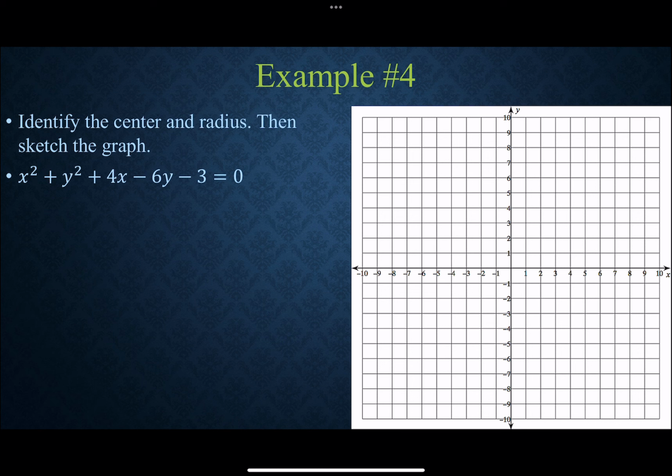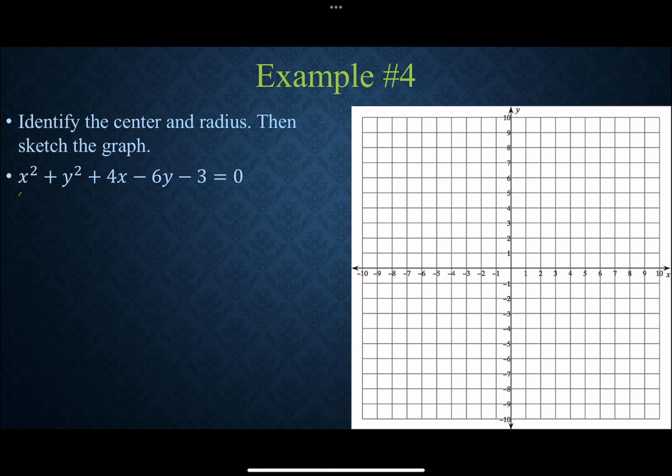Now, we're asked to graph this circle right here. It's given to us in what's called the general conic section format. This is not in our standard format of x minus h squared plus y minus k squared equals r squared. So we have to put it in that format first. And the way we do that is we complete the square. Now, if you have to review the idea of completing the square, refer back to one of the Unit 2 videos. I believe it was 2.2 that we talked about completing the square.